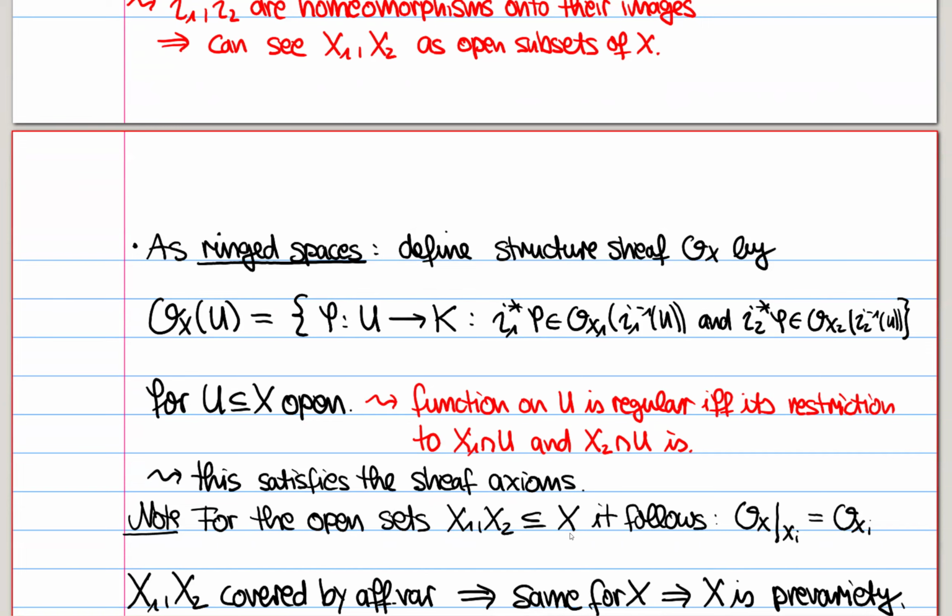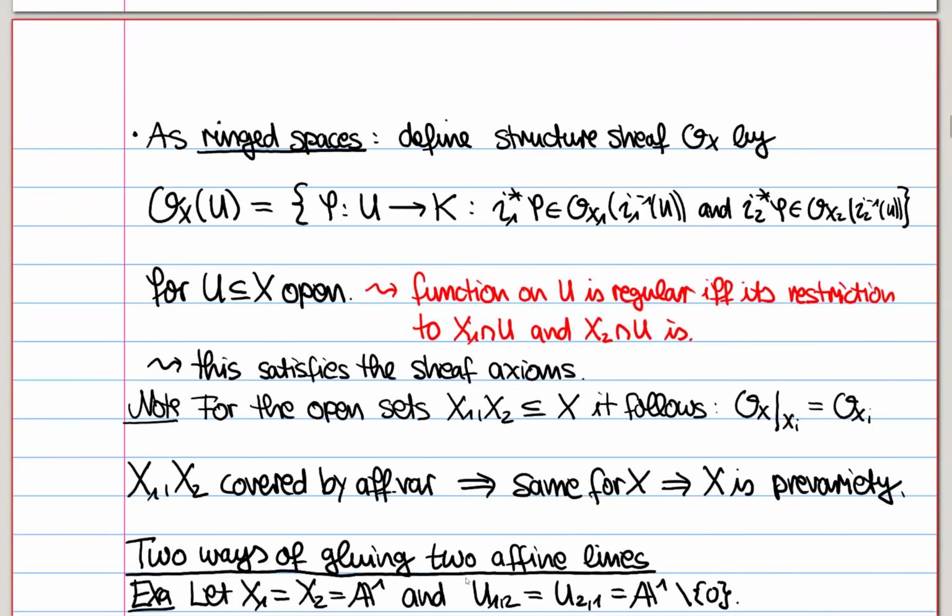And then once you know that, the fact that x1 and x2 are covered as ring spaces by affine varieties, then take the union of these covers, and this gives a cover of all of X. And so indeed, we have constructed a ring space covered by affine varieties, so X is a pre-variety. We have gotten our hands on a new kind of pre-variety.